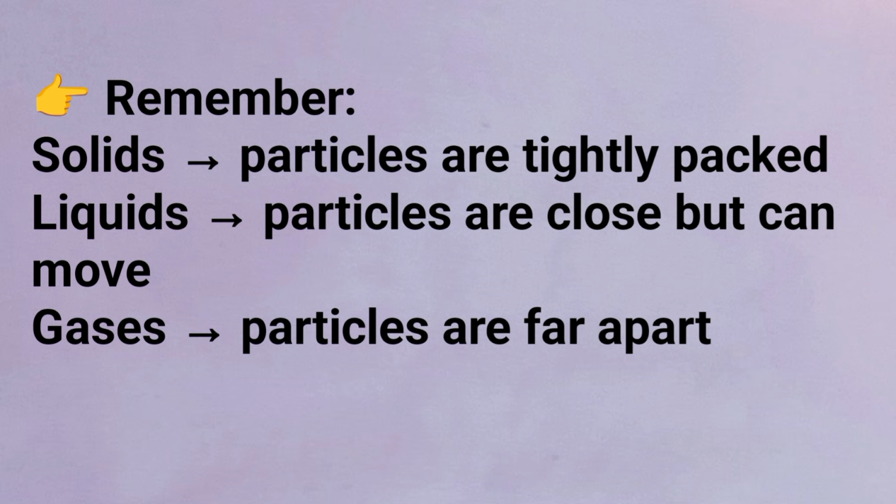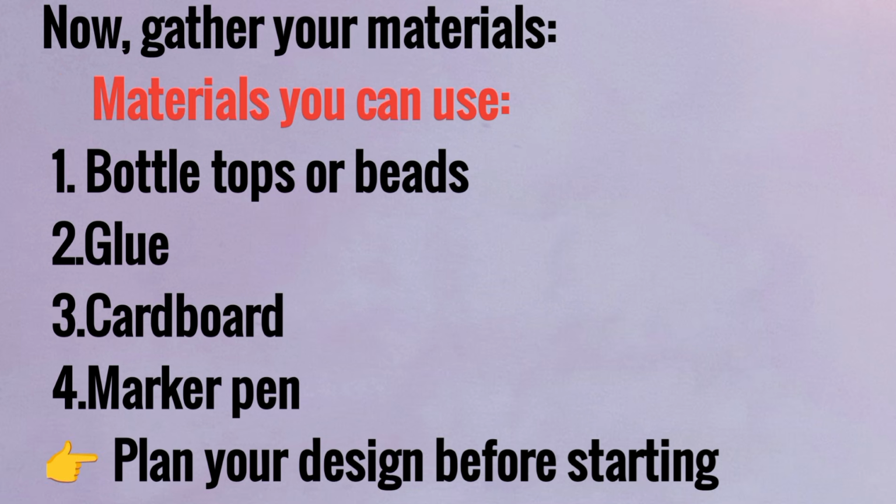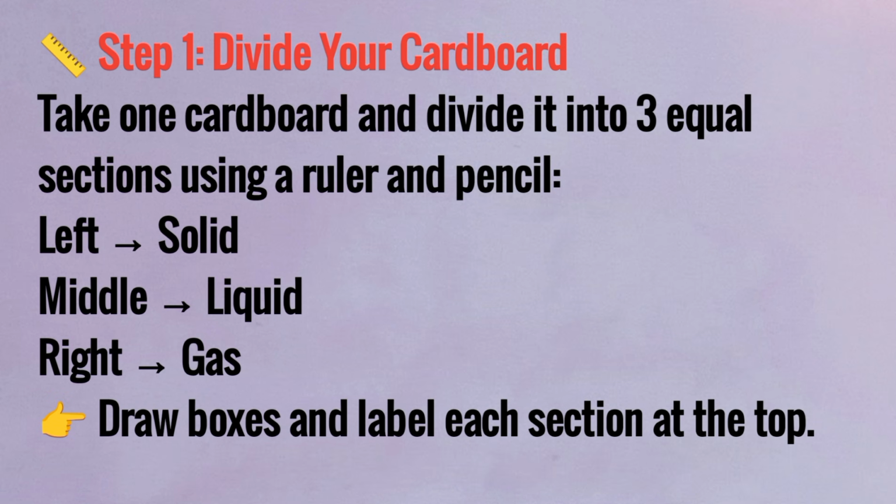So let's go to the research and preparation. Here we are going to gather materials and tools we'll be using in this project. We have bottle tops or beads, glue, cardboard and marker pen, and also you need a ruler. After having the materials and tools, you are going to plan your design before starting. After planning your design, that's when you will move to the model construction.